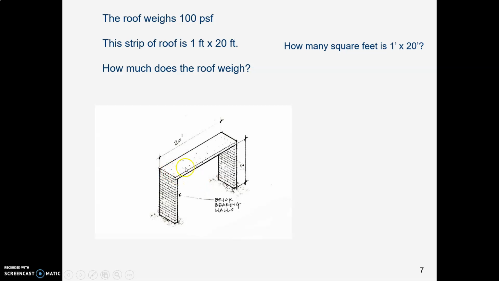All right, he tells us that this concrete roof weighs 100 pounds per square foot. And here we're looking at a strip of concrete roof that's 1 foot wide and 20 feet across. How many square feet is that? Well, we've got a rectangle here that's 1 by 20. That means we must have 20 square feet. If we have 20 square feet and our roof weighs 100 pounds on every square foot, how much does this roof weigh? We have 100 times 20. We must have 2,000 pounds of roof there.